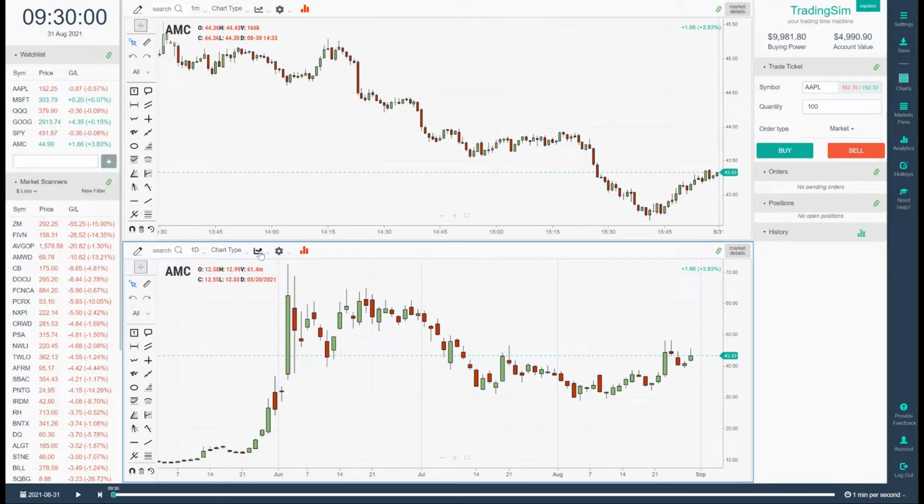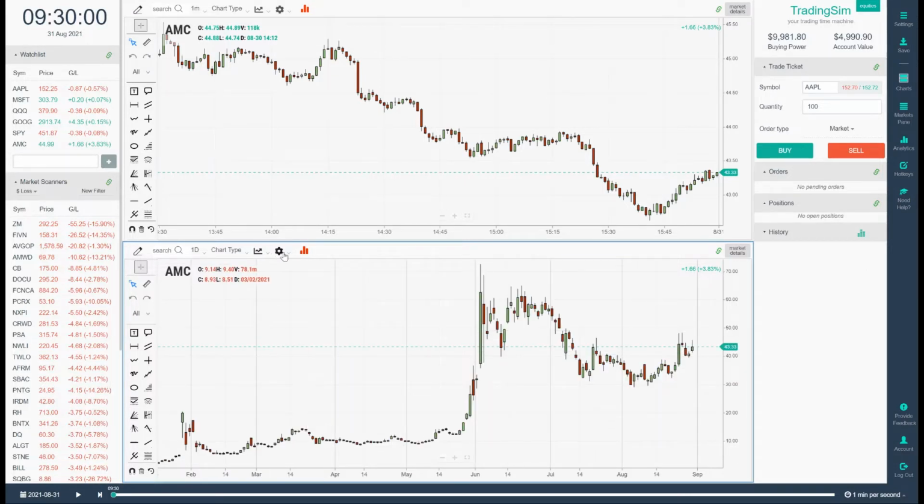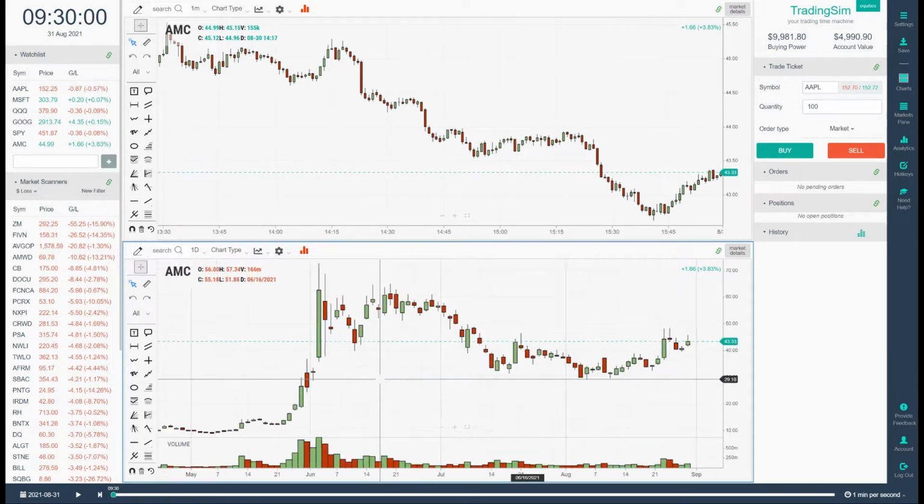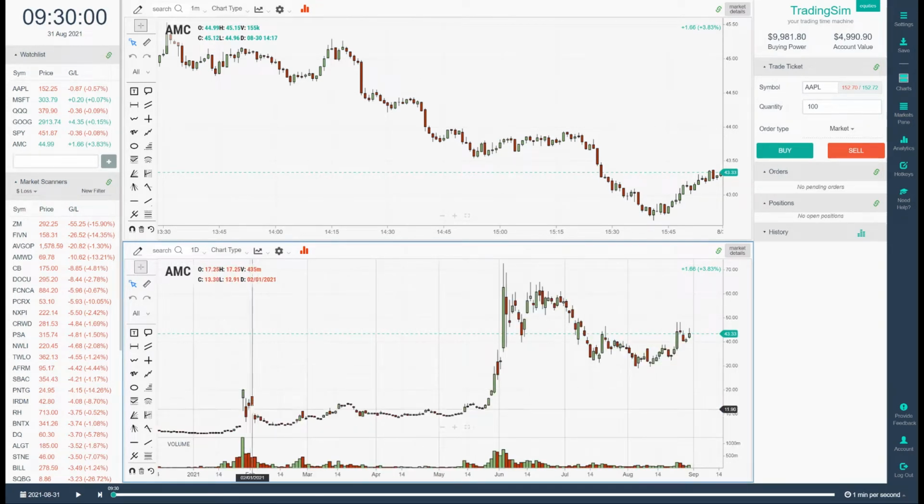So here in the simulator, we've got AMC up on the screen. I've got a 1-minute chart on top. I've got a daily chart on the bottom. And what I'd like to do first is just make sure that we've got volume here, because volume can be very important when it comes to identifying events and significant days. So to do that, I'm going to put up the volume on the chart below, for the daily. Now, if we look at this, we can identify some really significant days here.